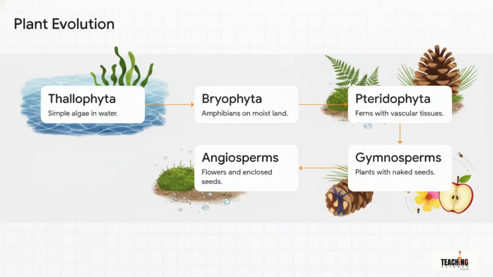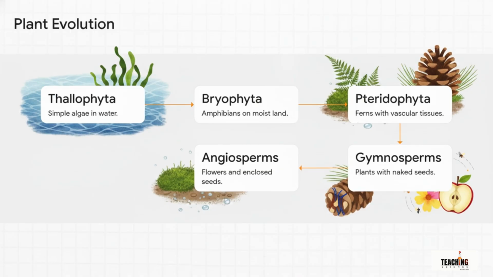We aren't just going to rate a boring list of names here. We are going to frame plant classification as an epic evolutionary quest to conquer dry land. Step 1 is Thallophyta, or simple algae. They live entirely in water and have a totally undifferentiated body. Step 2 is Bryophyta, like mosses. We call these the amphibians of the plant kingdom because they took the very first steps onto land, but they still strictly need water to reproduce.